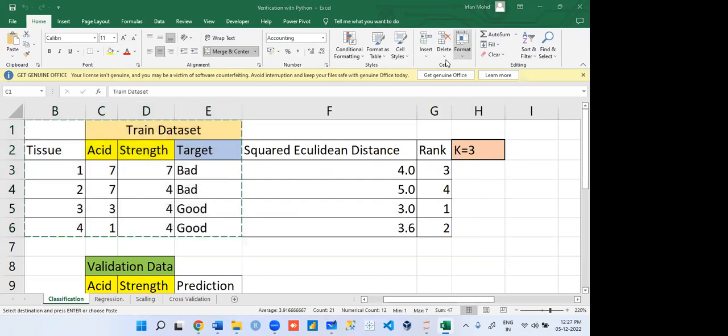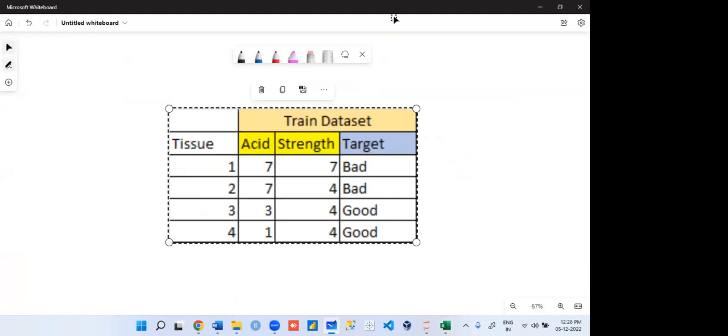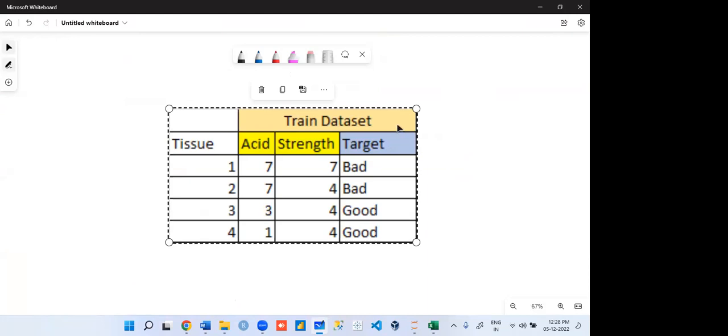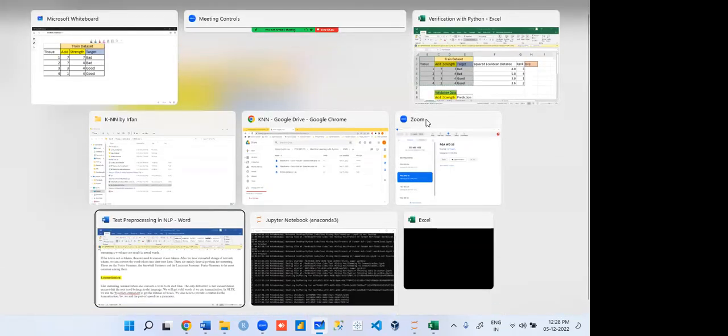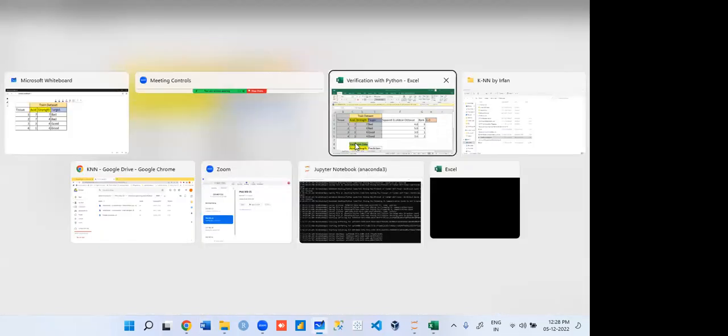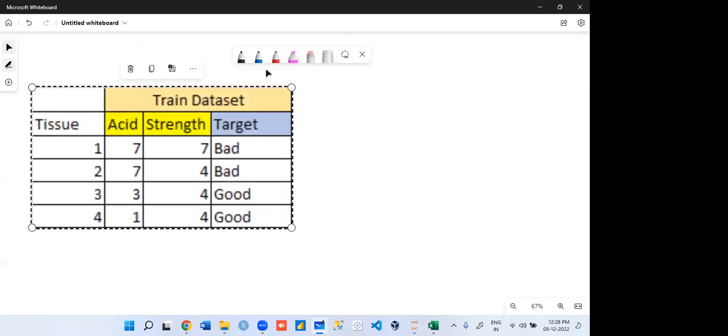Guys, write the example and start writing this one. Hashtag example one for classification task. Write this.